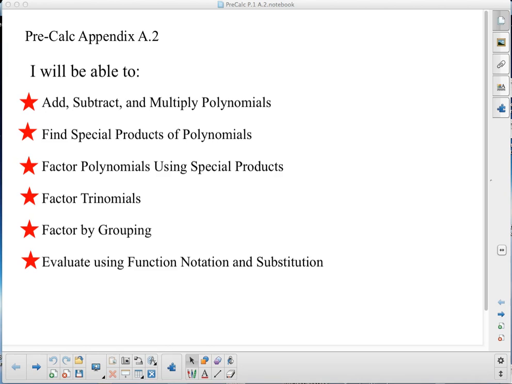After this section, you will be able to add, subtract, and multiply polynomials, find special products of polynomials, factor polynomials using special products, factor trinomials, factor by grouping, and evaluate using function notation and substitution. Really what it comes down to, this is a rehash of your Algebra 2 factoring skills. Just make sure you practice this stuff, because the more you practice, the easier these things become.